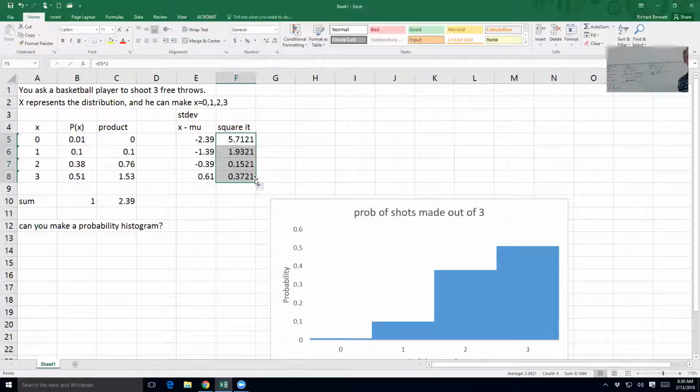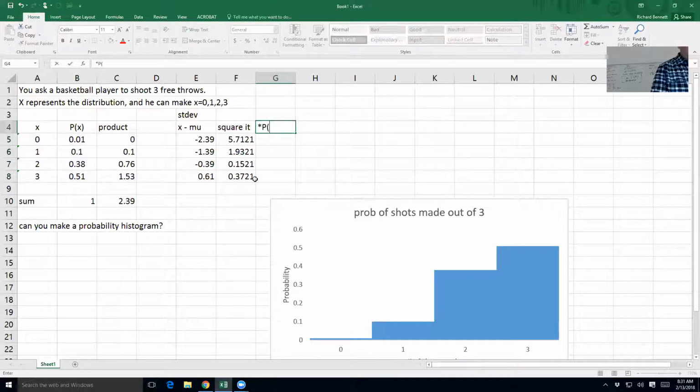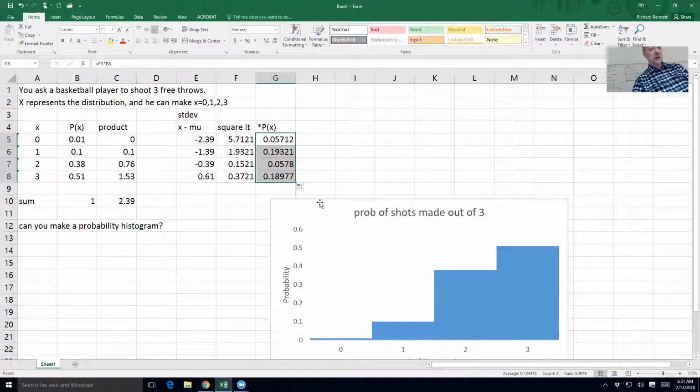Multiply it by the probability of x. So I'm going to take that square and multiply it by the probability of x. So I'm going to take this number and multiply it by this number. Do I need to F4 any of those? No. I'm going to copy that down. Okay. Then what do I do? Now I sum it.